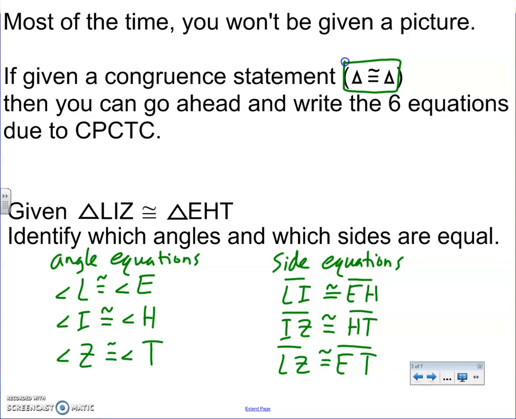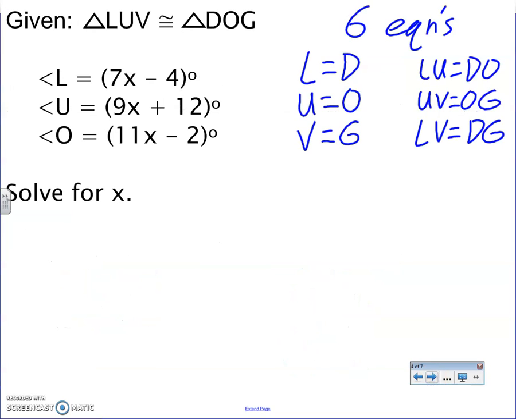So let's try a problem. They'll say given triangle LUV, love, is congruent to triangle DOG, and these 3 angles, solve for x. So we have to figure which 2 of these are equal to each other. If I write the 6 equations, first letter equals first letter, L equals D, second letter, U equals O, third letter, V equals G, and then the 3 sides. Actually, they don't give me sides, so I don't really need these equations, but it's good to write down. But let's see what they actually give us.